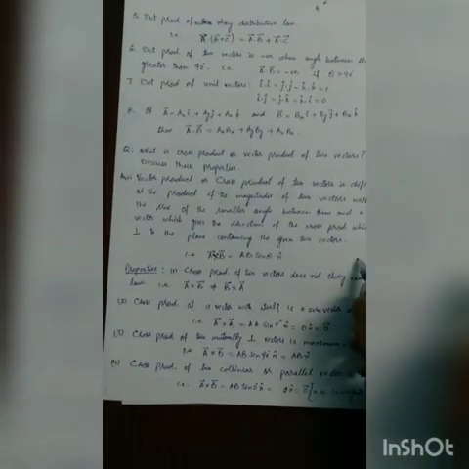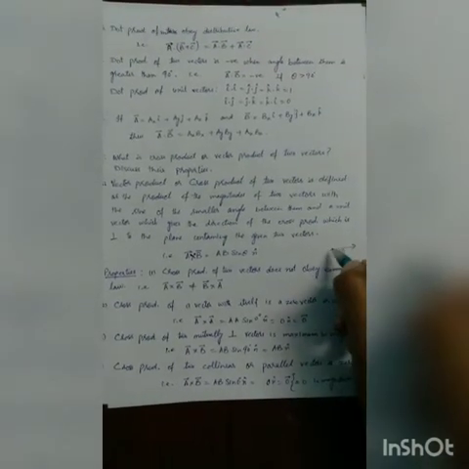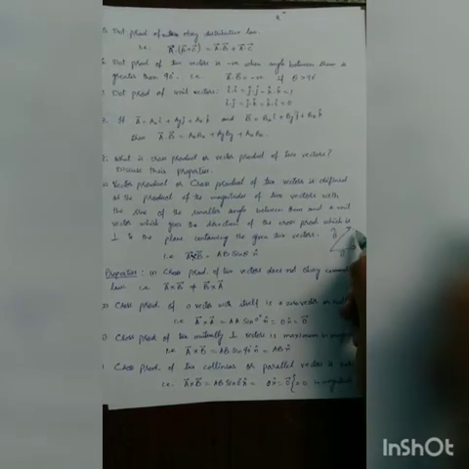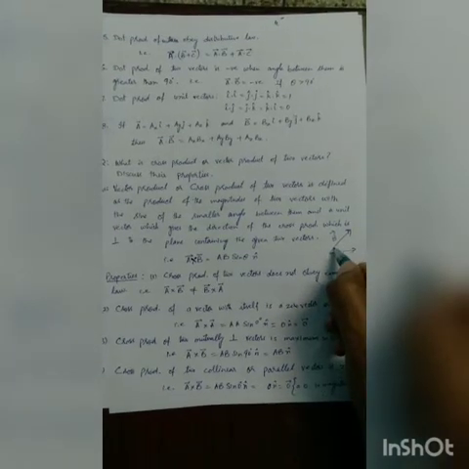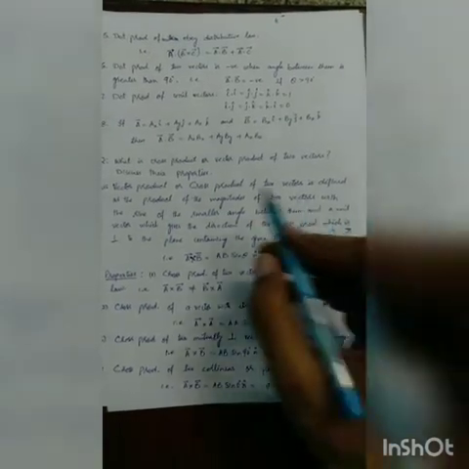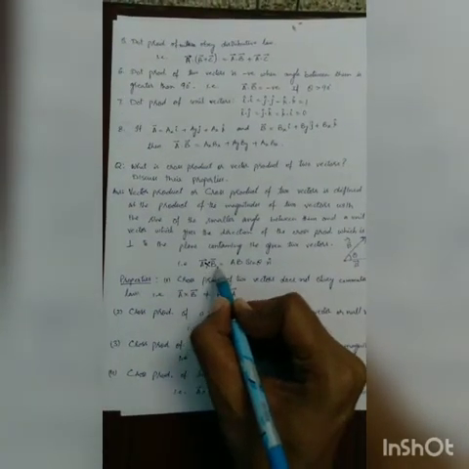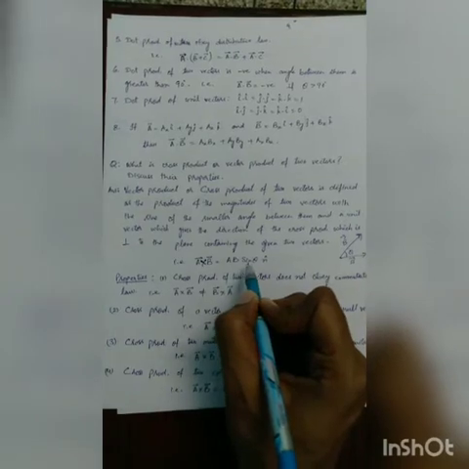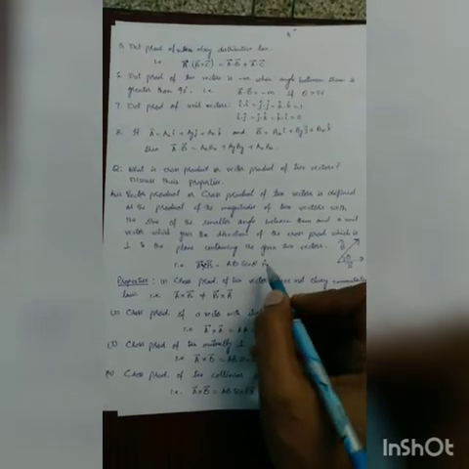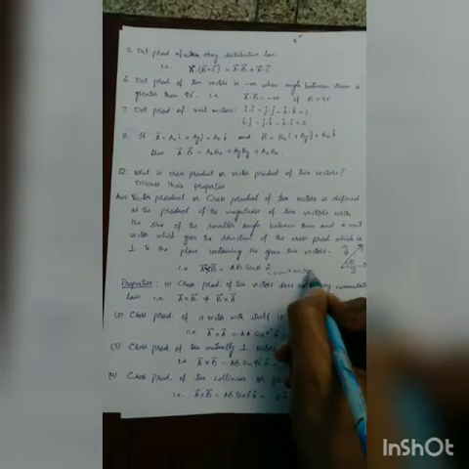If we have two vectors, this is a vector and the second vector is b vector, lying at an angle theta, then we find their cross product or vector product, that is, a vector cross b vector is equal to ab sin theta into n cap, where n cap is the unit vector.